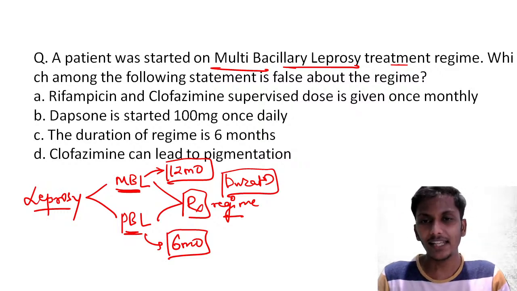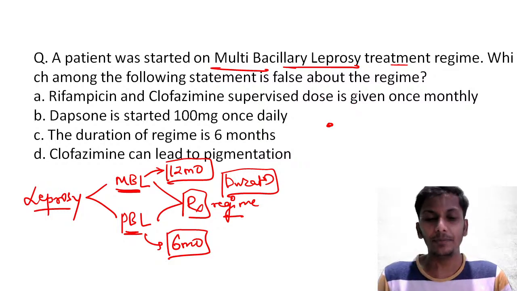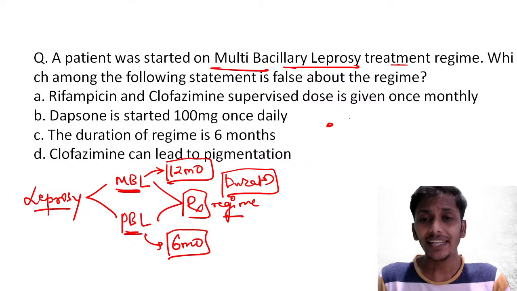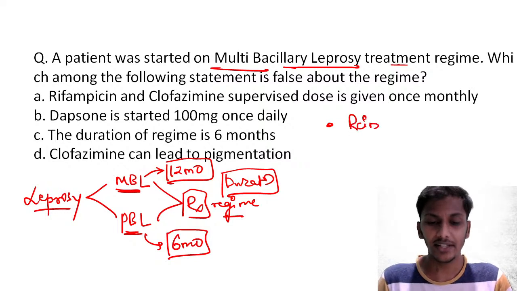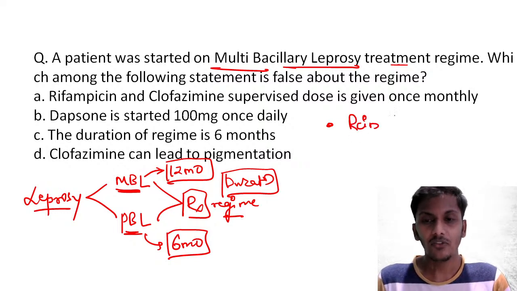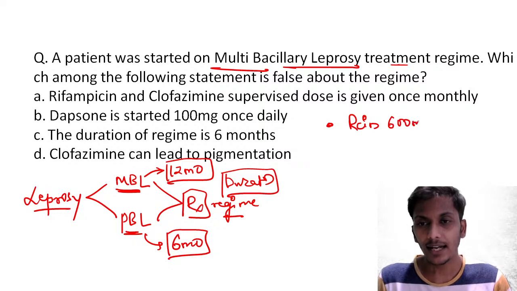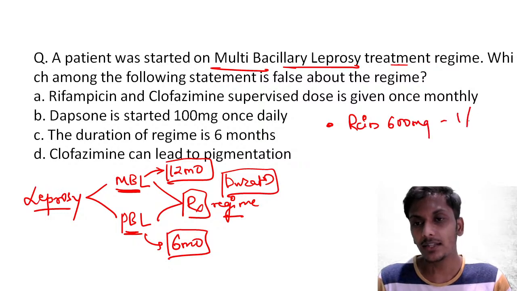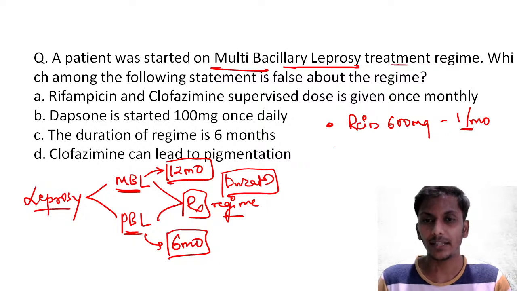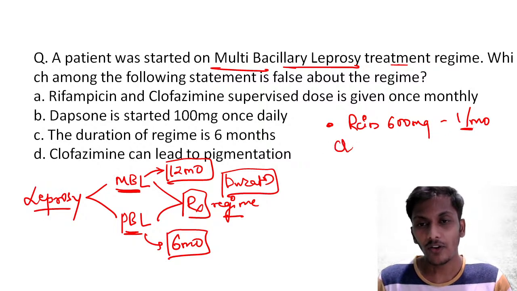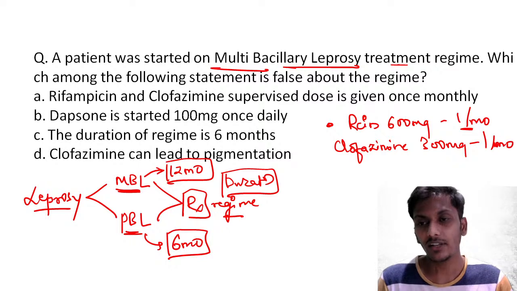I'll just brief you about important points about this MBL or PBL regime of leprosy. In this, we usually give 3 drugs. What are these 3 drugs? First is rifampicin 600 mg, given once monthly. Second drug is clofazimine, which is given 300 mg, again once monthly.